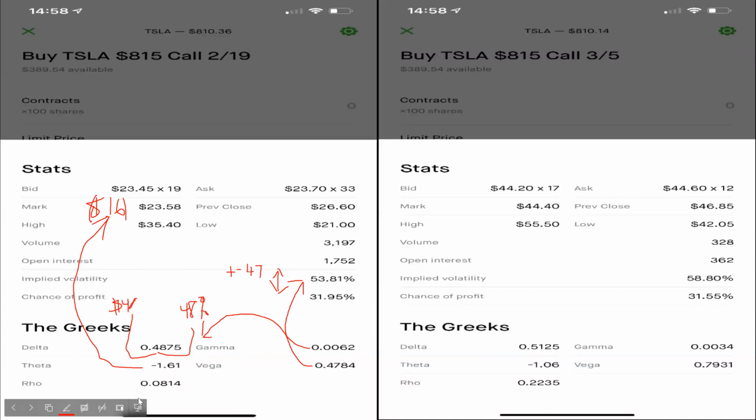Rho is at 0.0814. This means that if the federal government decides to hike up interest rates, you'll get $8 on your premium. So you can see here why nobody cares about Rho. Rho is not going to change very frequently. Rho is not very important. And that's really all I'm going to talk about Rho, because I don't want to talk about it anymore. It's disgusting.